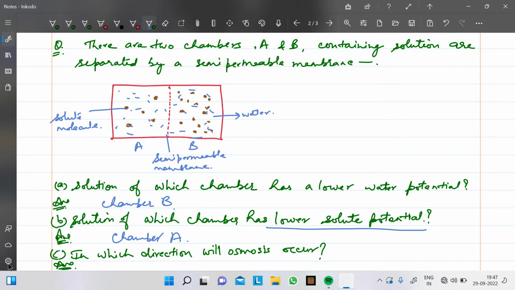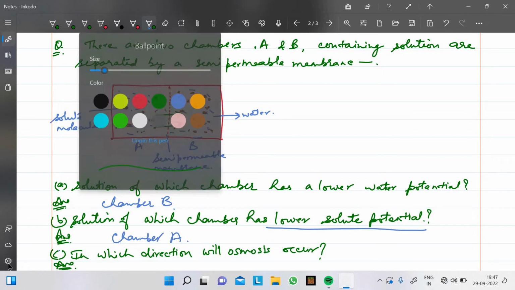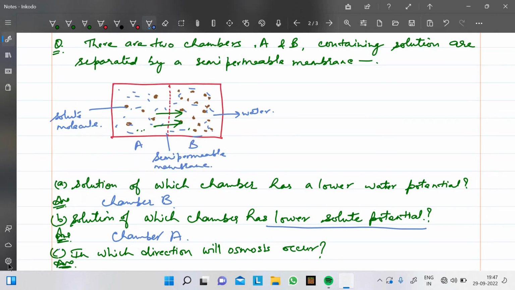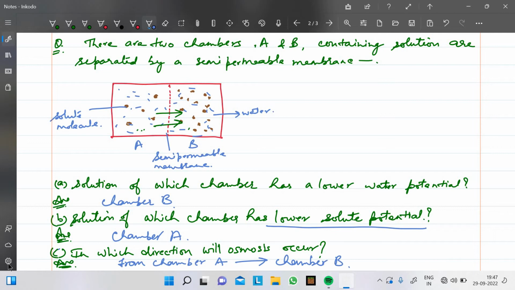यहाँ पर किस चैम्बर में वाटर का कंसंट्रेशन ज्यादा है? ऑब्वियसली इन दिस चैम्बर, चैम्बर ए. चैम्बर ए हैज मोर वाटर मॉलिक्यूल्स देन चैम्बर बी. तो वाटर का फ्लो कहाँ से कहाँ होगा? इन दिस डायरेक्शन, from chamber A to chamber B. Clear?